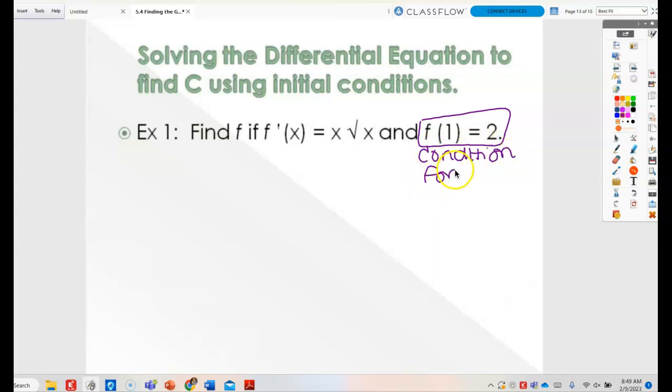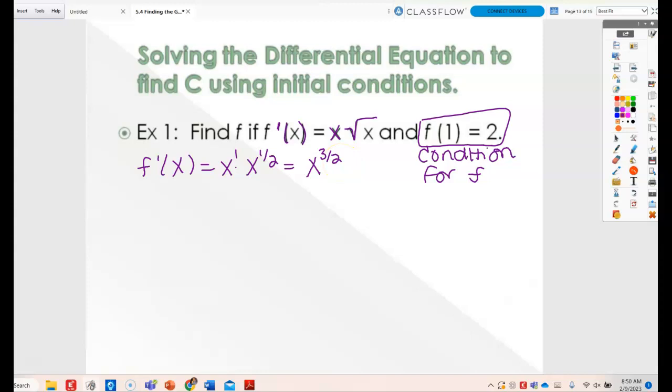for f, which is what we are trying to find. We are given that the derivative is x root x. So I'm going to think of f prime as x times x to the 1/2, which is really like x to the 3/2.